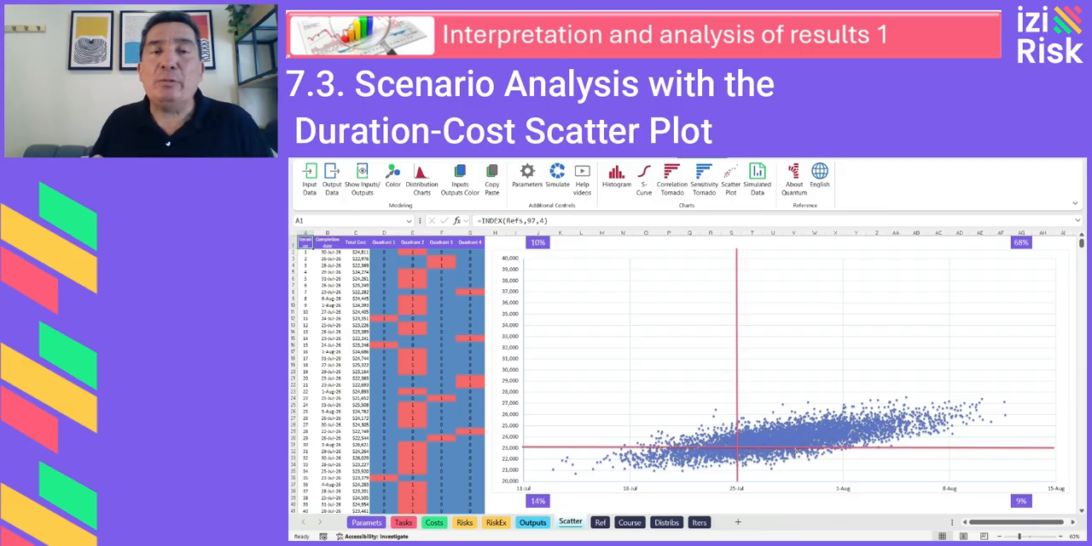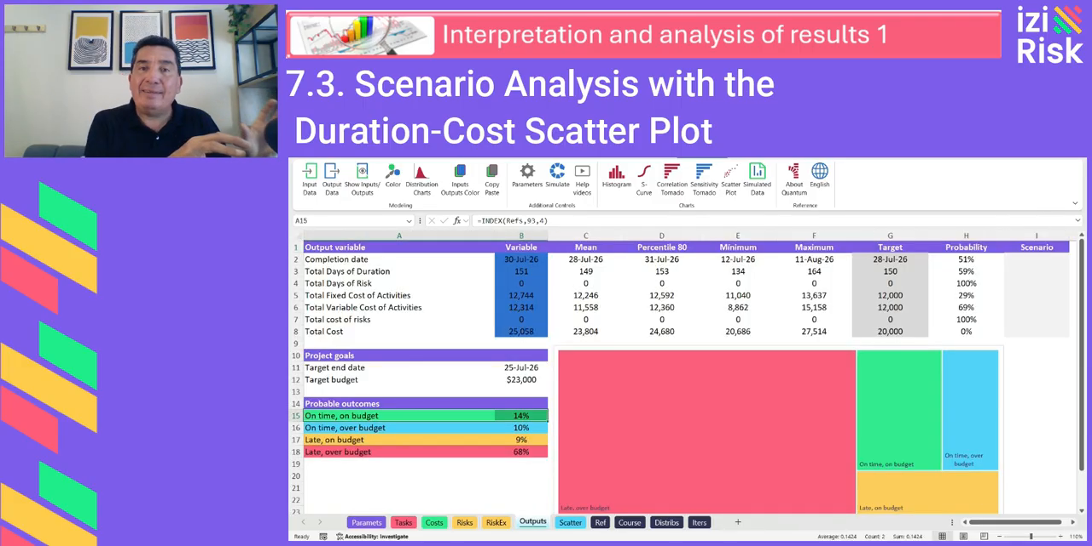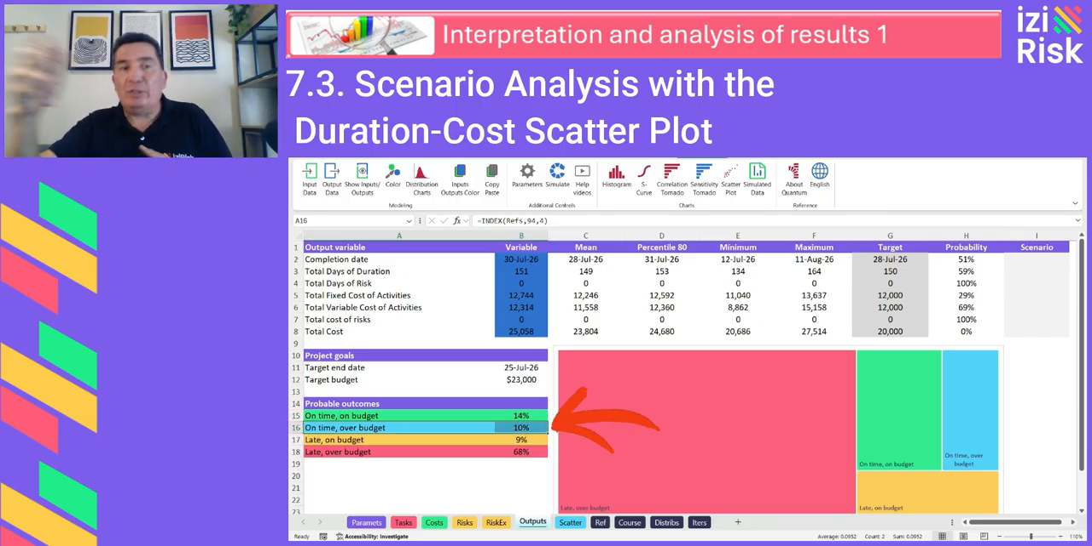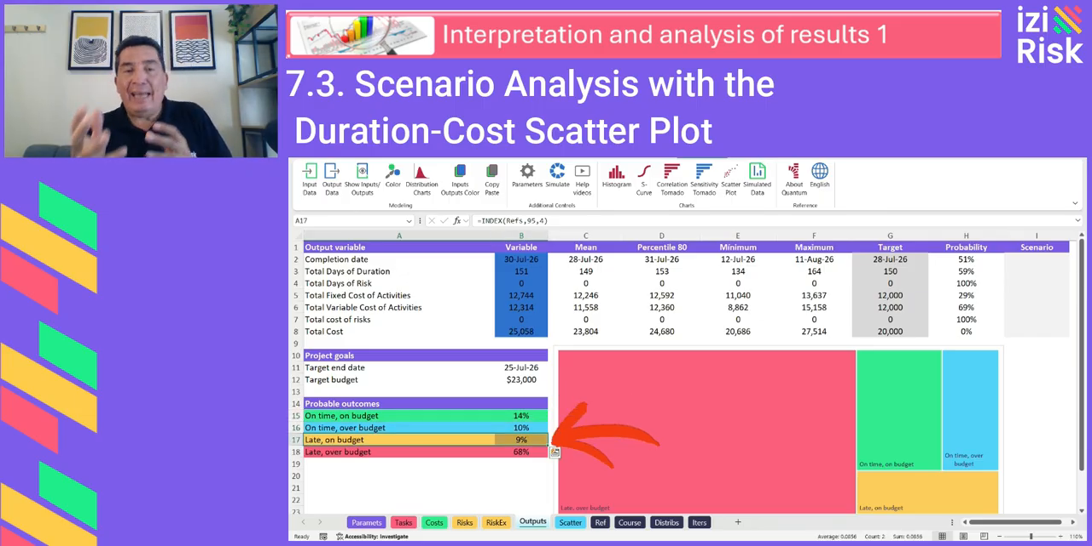So there are four possible scenarios. When analyzing the scatter plot, the simulation results fall into four possible quadrants, time and budget-wise. Total success would be on time and under budget. Cost overrun: on time, over budget. Delay controlled: late, but under budget. And the worst case scenario: late and over budget.